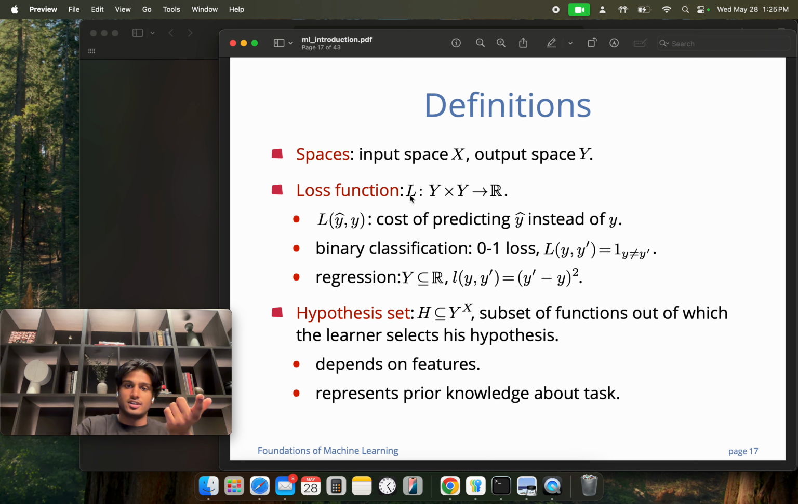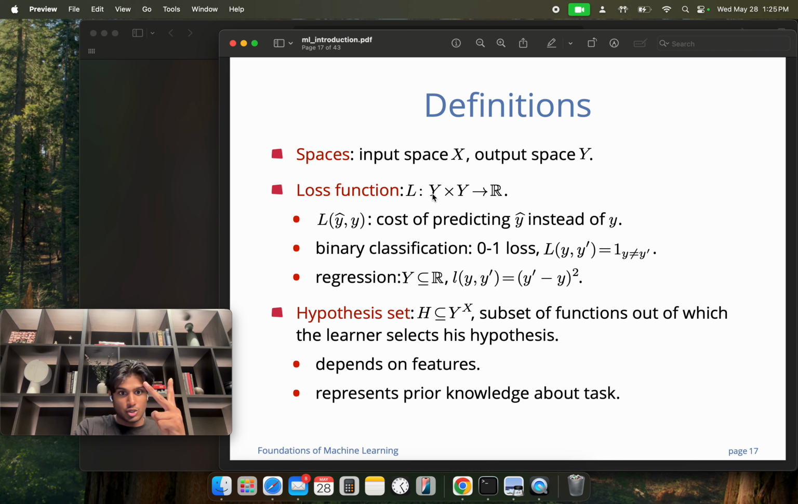Now, what is a loss function? A loss function is a function which takes two inputs. Both of them are from the output space and returns a real value. So what a loss function is, let's say, the cost of predicting y hat instead of y. So our algorithm predicted y hat, but the real, actual truth was y. So how much error did I make by doing that?